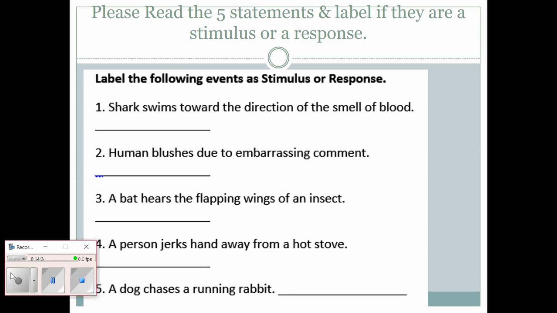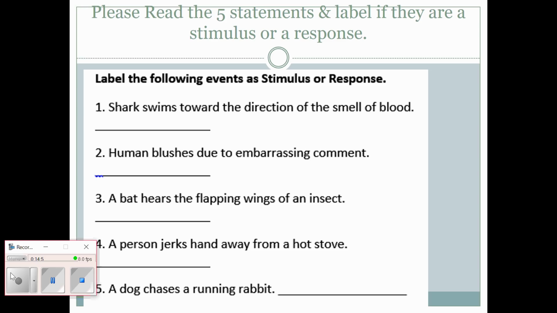Number 3, a bat hears the flapping wings of an insect. Flapping wings of an insect is the stimulus, but we don't know what the bat does, so there is no response. Number 4, a person jerks hand away from a hot stove.